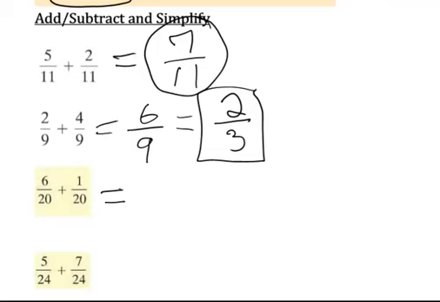For the next problem, 6 over 20 plus 1 over 20. Again, I'm going to do the same thing here. 6 plus 1 is 7. My denominator stays as a 20, and I cannot reduce that fraction, so I won't.